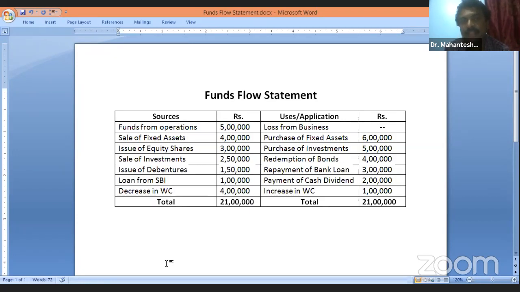The message is the company is doing well, company is disposing of the old assets, company is replacing with the new assets, company is making new investments, company is paying off the old obligations, and company is issuing the new capital, company has paid the cash dividend, which is an indication of the good financial performance. So all these inferences can be drawn by preparing the funds flow statement, which may not be possible by only looking at the P&L account or the balance sheet per se. That's how we look at the funds flow statement.